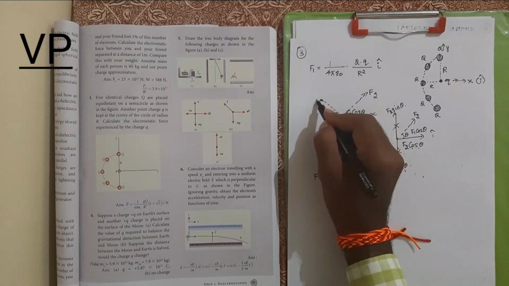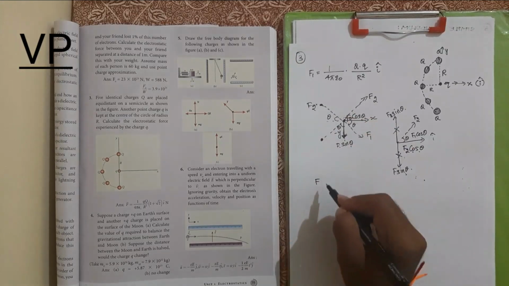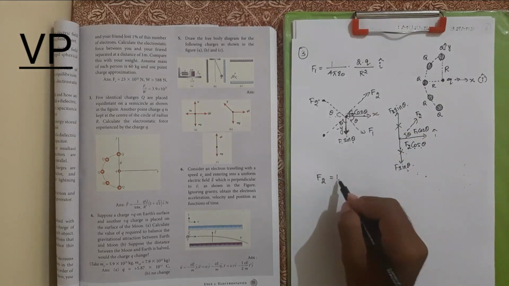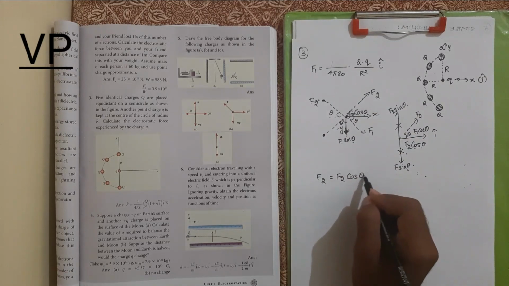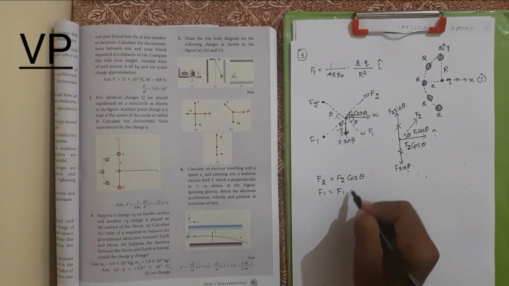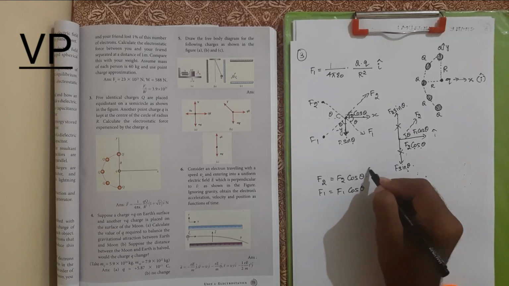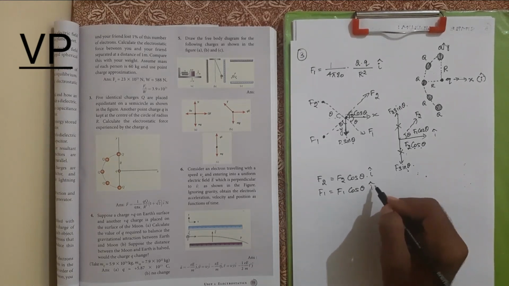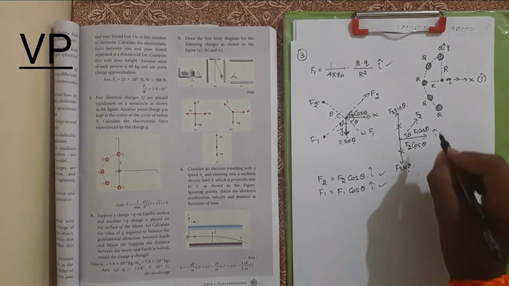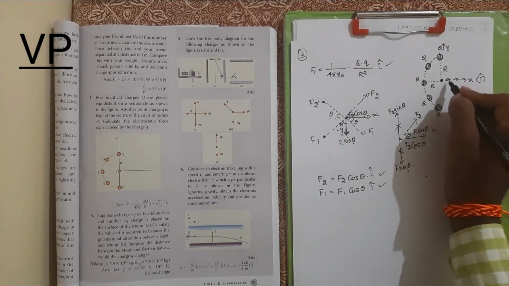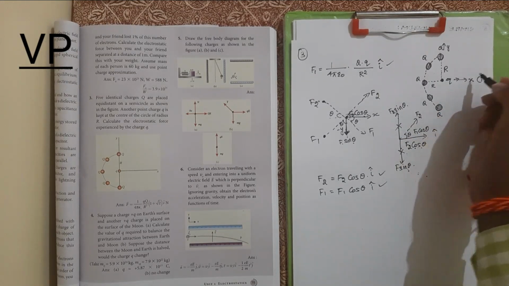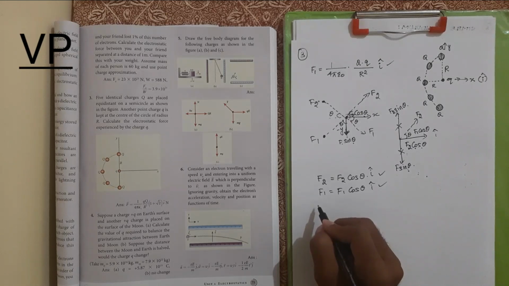The force due to this charge, let it be F2, is equal to F2 cos theta, and the force due to this charge, let it be F1, is equal to F1 cos theta. This is along the i cap direction, and this is also along the i cap direction. So you may note that all the three forces are along the i cap direction, such that the small charge q will experience a force along the i cap direction. And we shall start solving this problem.